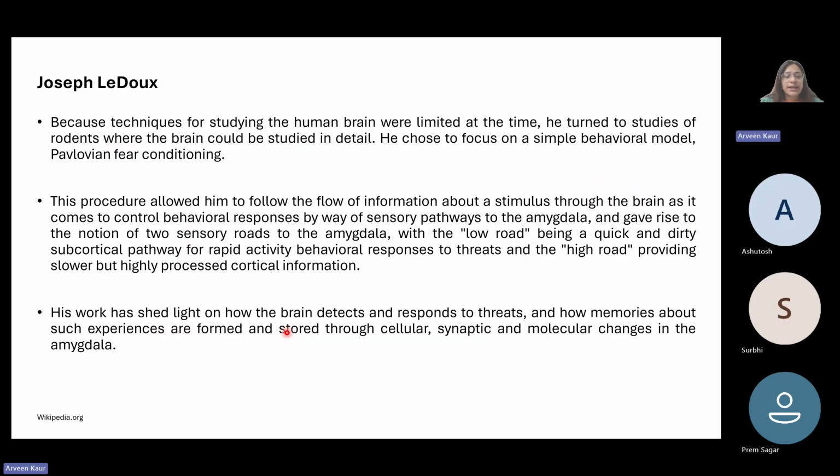His work has shed light on how the brain detects and responds to threats and how memories about such experiences are formed and stored through cellular, synaptic, and molecular changes in the amygdala, right? That was the work of Joseph LeDoux.